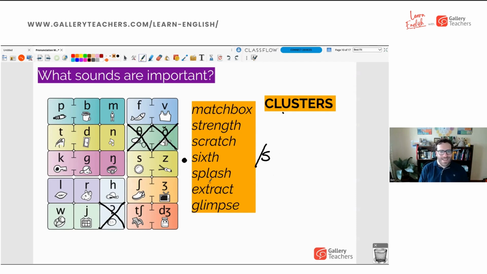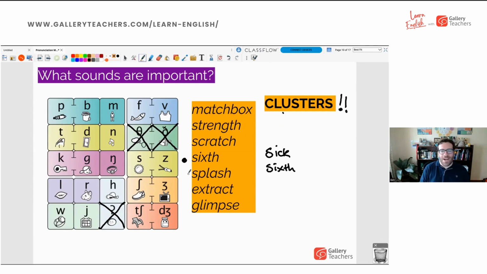Then this one, yeah, it does. It sounds like sick. And Sarah, that's one of the things that makes clusters difficult for people and why it's important to try to get them right, because you could say sick instead of sixth. And so the mistake can change the meaning, right? Sixth.